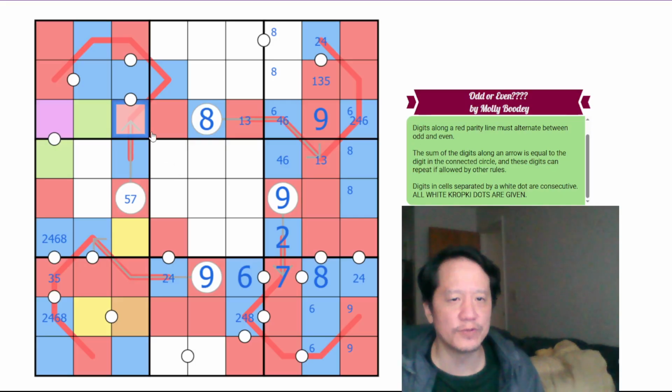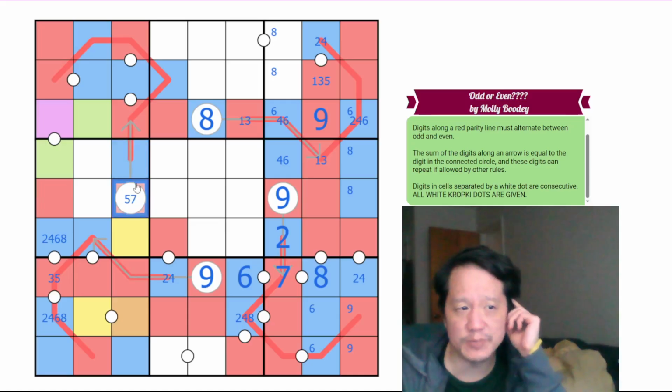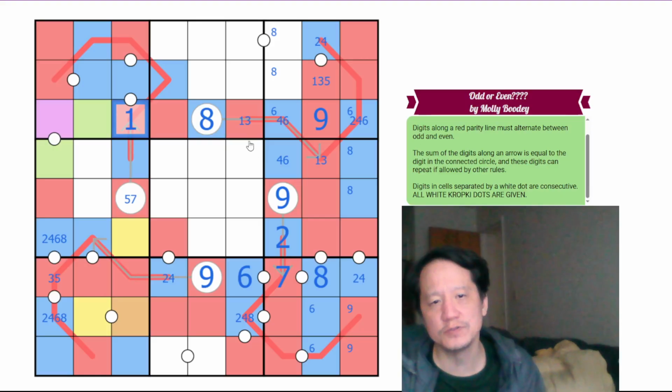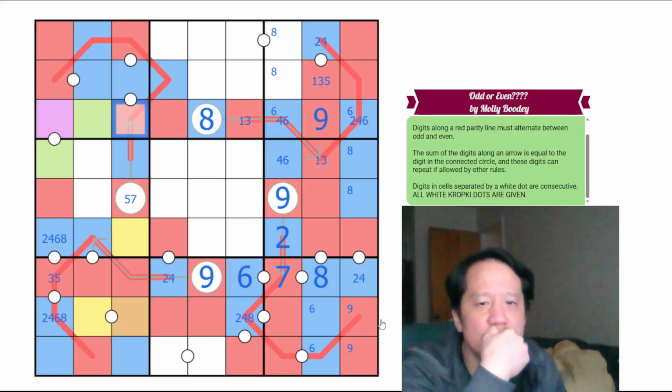It cannot be 3. If this were 3, 3 and 2 add up to 5, but those are consecutive and there's no white dot between them. 3 and 4 add up to 7, and that's consecutive, but that doesn't have the white dot there. So this is 1, which makes this 3. So this is 3. That doesn't work. It's 3, 4. Huh. How did I mess this up?